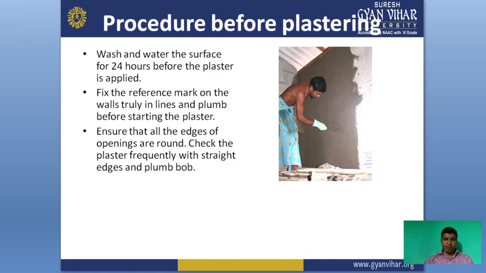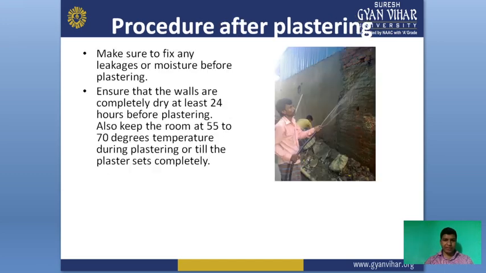It means we have to ensure that all edges are rounded off on that surface, and the plastering surface should have no ups and downs, and the edges are straight. And a plumb bob is used for checking the alignment of the plastering on any wall or other marked options. Next point is to make sure to fix any leakage or moisture before plastering.